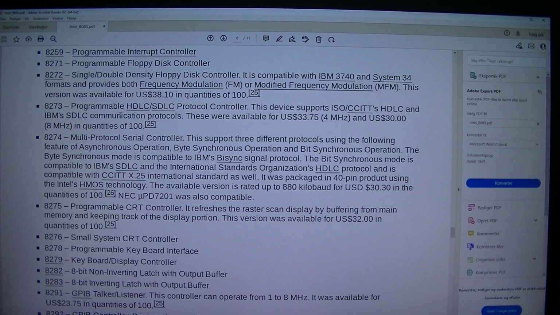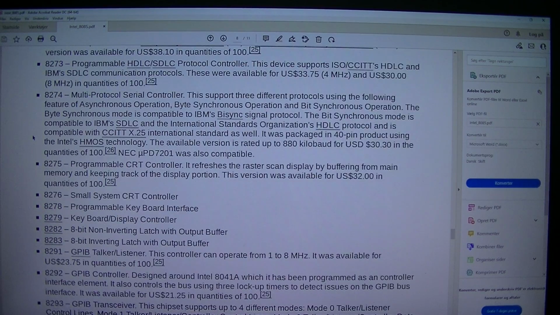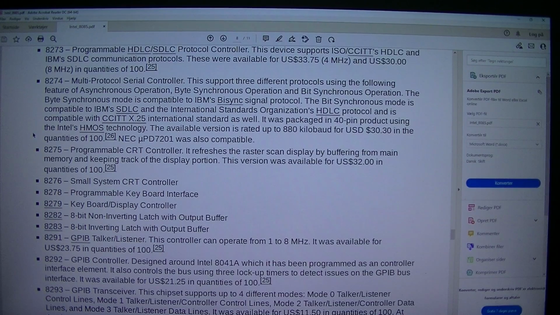8273 programmable HDLC/SDLC protocol controller. This device supports ISO/CCITT HDLC and IBM SDLC communication protocols. These were available for $33.75 at 4 MHz, and $30.00 at 8 MHz, in quantities of 100.